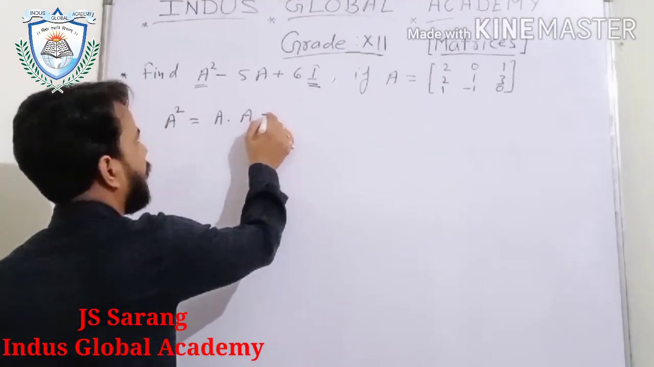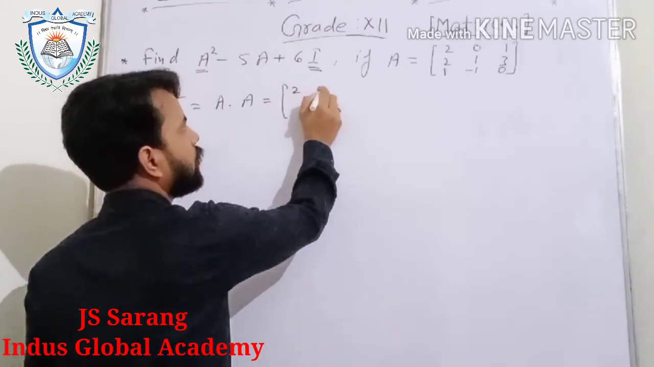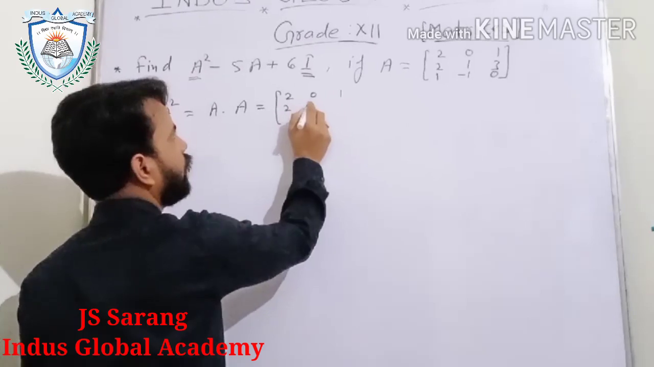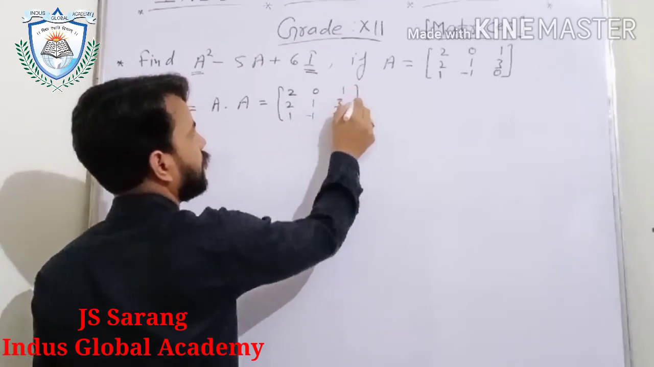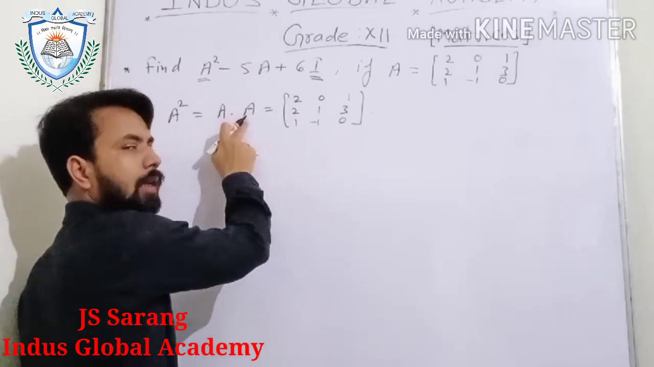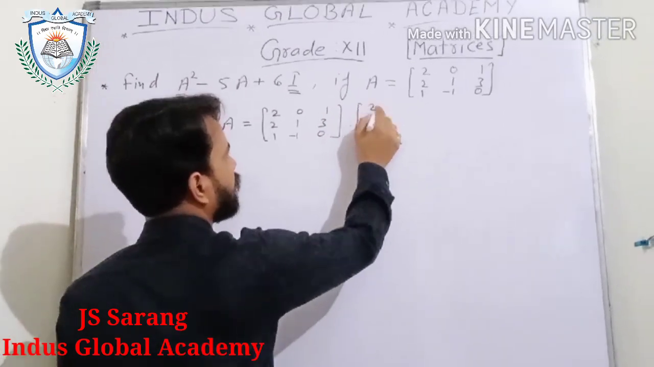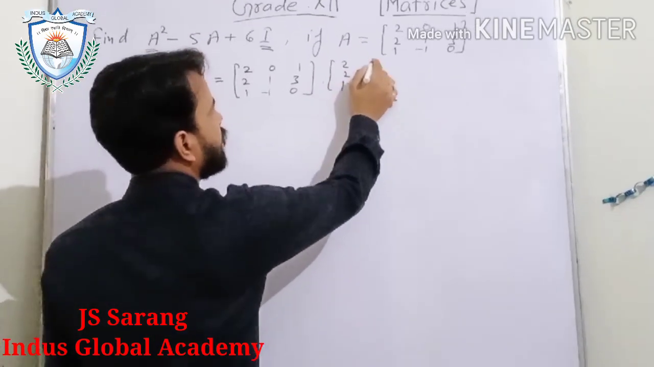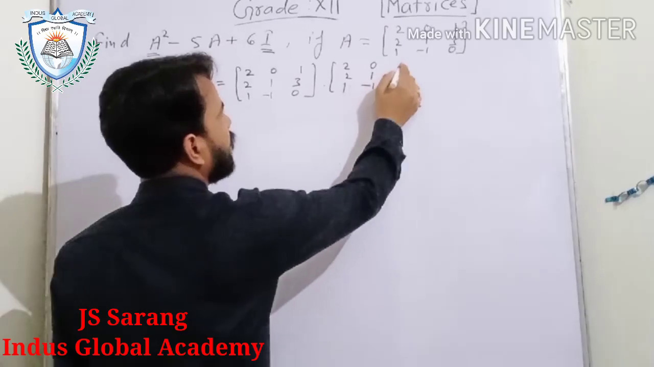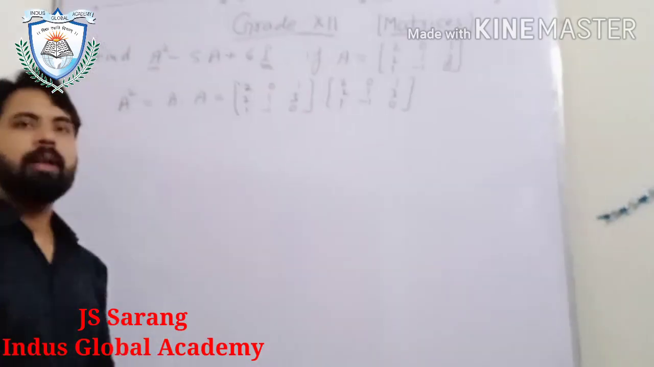Now the matrix A we have to note here, that is [2 0 1; 2 1 3; 1 -1 0]. Into A, again we have to note the same matrix, that is [2 2 -2; 1 0 1; -1 1 3] and 0. Now we will have to multiply them.